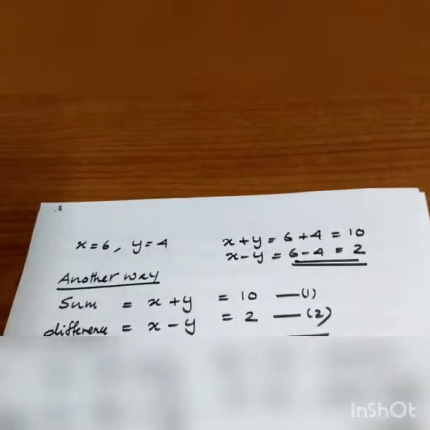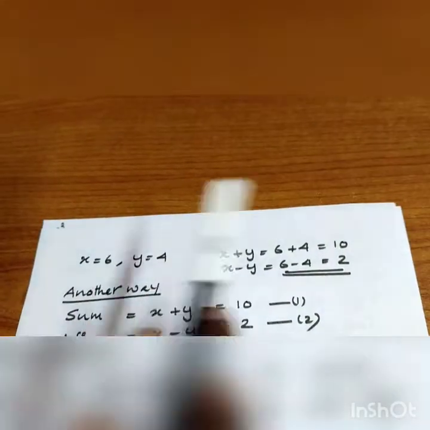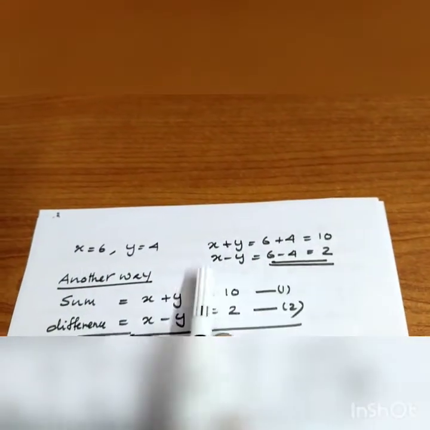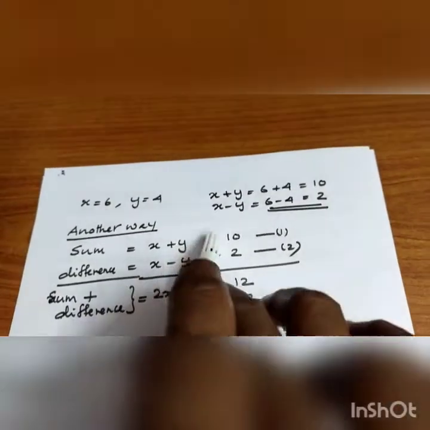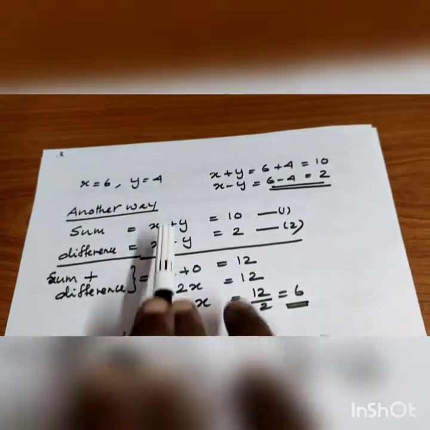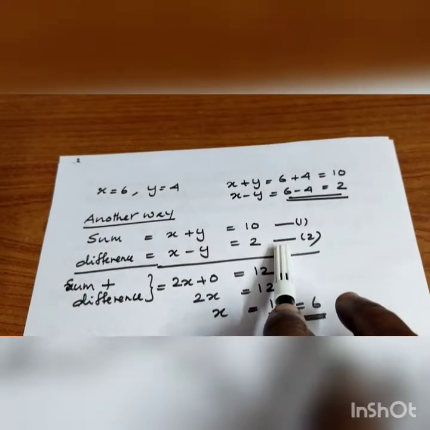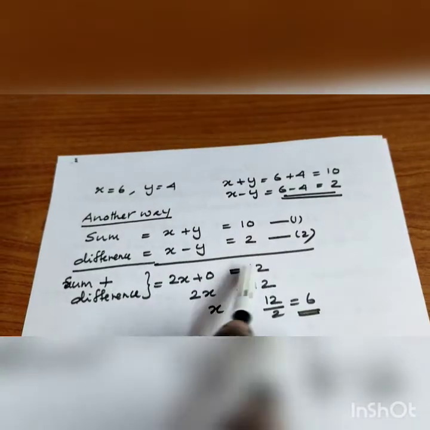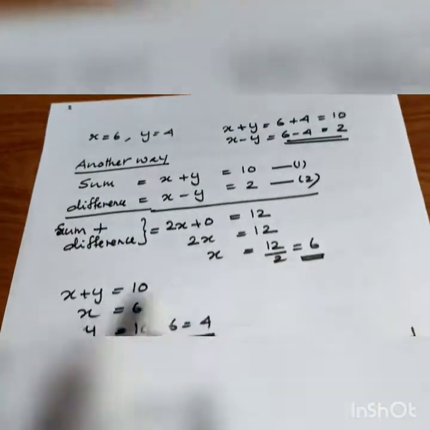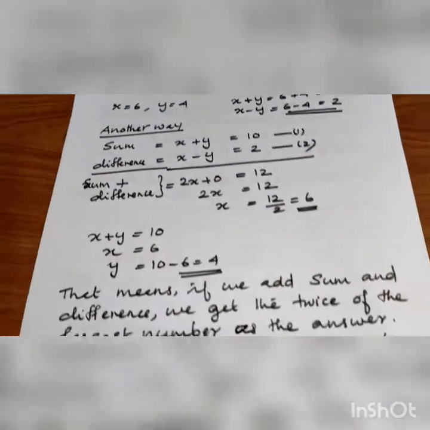Then check whether it is correct or not. x is equal to 6 and y is equal to 4. x plus y is 10, x minus y is 2. Another way: the sum and difference one by one, x plus y and x minus y. Then sum plus difference, 2x is equal to 12, x is equal to 6, and y is equal to 4.